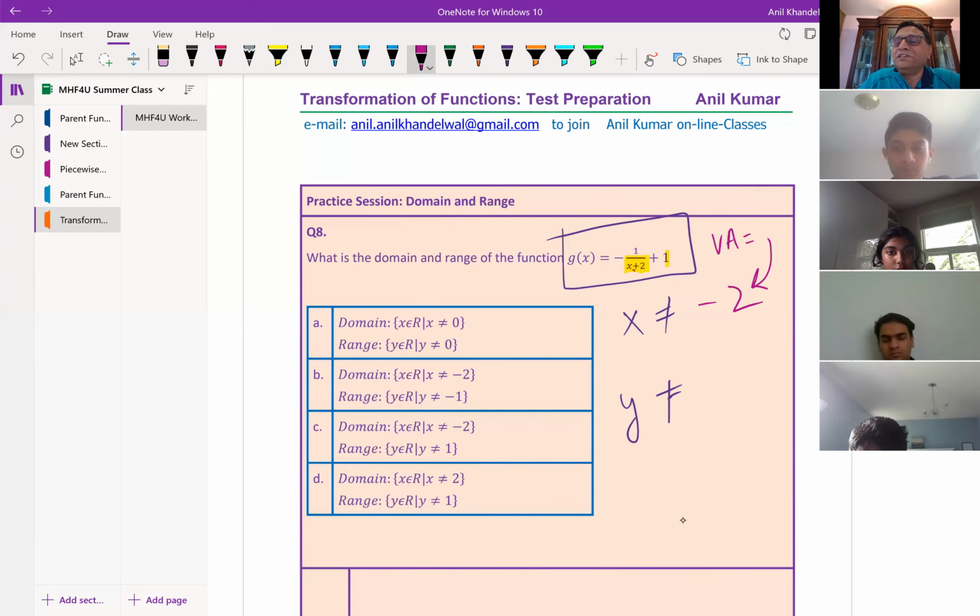And what is not there in the range? 1. Because this fraction will never be equal to 0, right? And therefore, y is never equal to 1, right? So that is our answer, that x is not equal to -2 and y is not equal to 1. It matches with option C. Do you get the idea? That is how we are going to answer. Is this clear to everybody? Is it clear, Mohammed? Yes, sir. Very good.